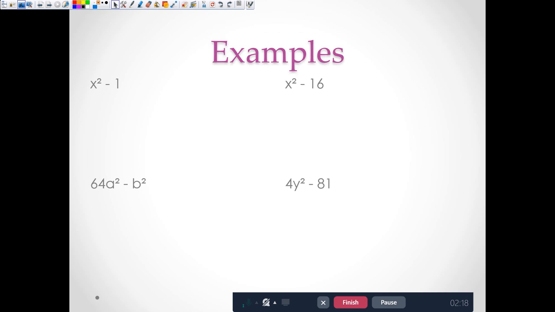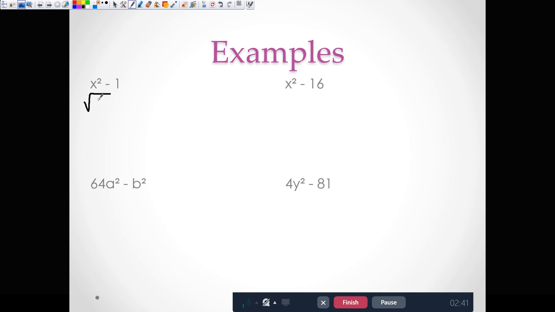All right, so is my first term x squared a perfect square? Yes, right? Can I square root x squared and get a single term? Yes, x. How about 1? Square root of 1 is what? 1. So is that a perfect square? Yes. Is it subtraction? Yes. So I can do our shortcut here where we're square rooting the first term and square rooting the last term, making two binomials, one a sum and one a difference. So what is the square root of x squared? It's x, so we're going to have x and x. What's the square root of 1? 1. So we're going to have 1 and 1.